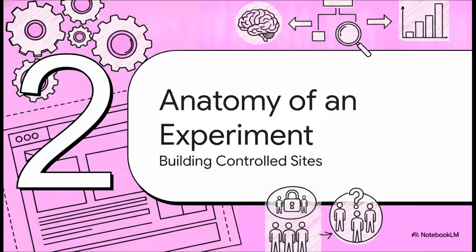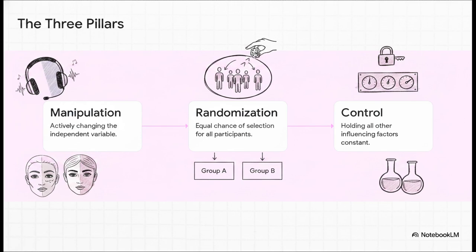Moving right along to Section 2, Anatomy of an Experiment. So how do we actually build these highly controlled environments in the real world? Well, every true experiment rests on 3 totally non-negotiable pillars. Number 1 is manipulation. This is where the researcher actively changes the independent variable, rather than just sitting back and passively observing it. If you want to know if background music improves memory, you don't just find people already listening to music and test them. No, you actively create 2 environments, one with music, one completely silent, and you put people in them.